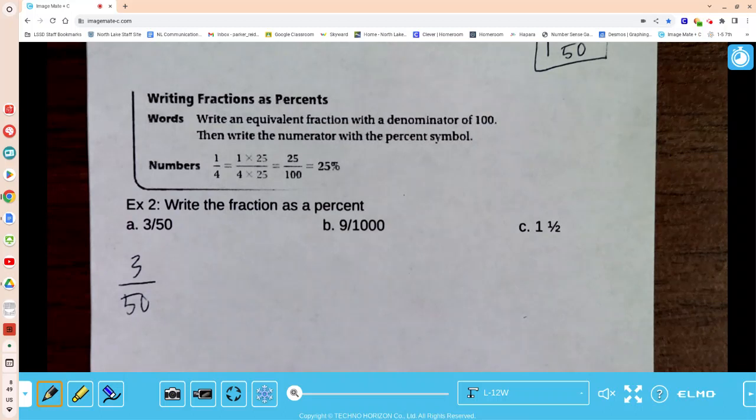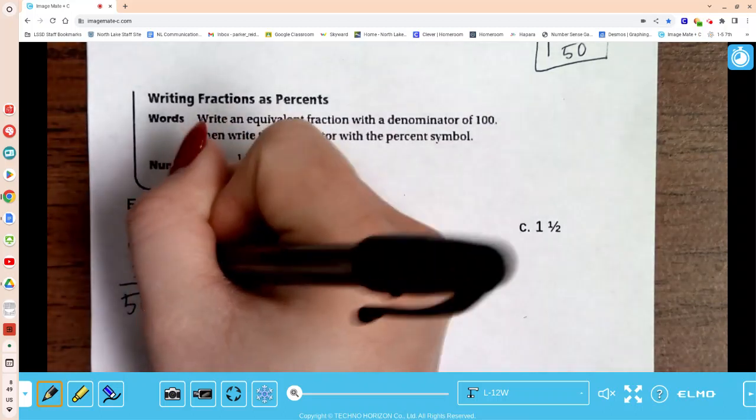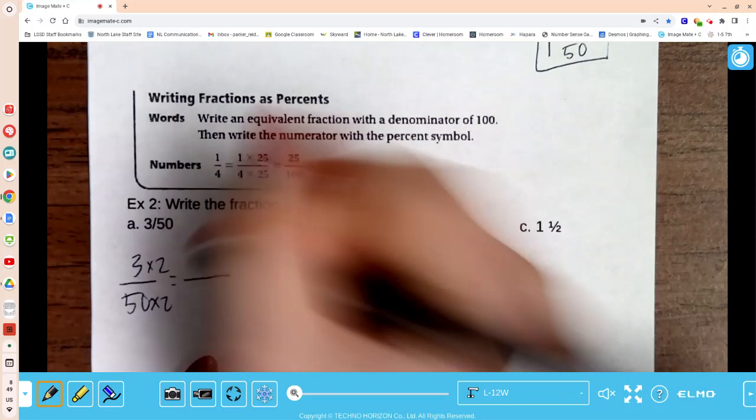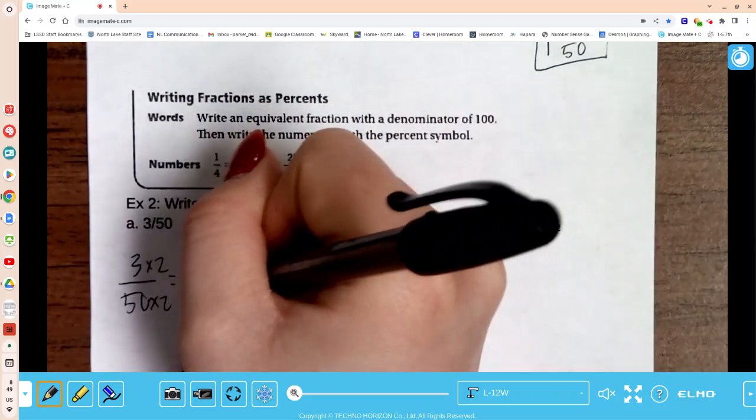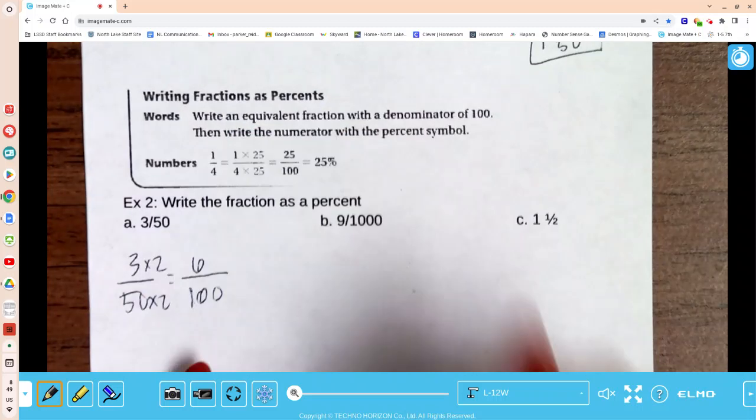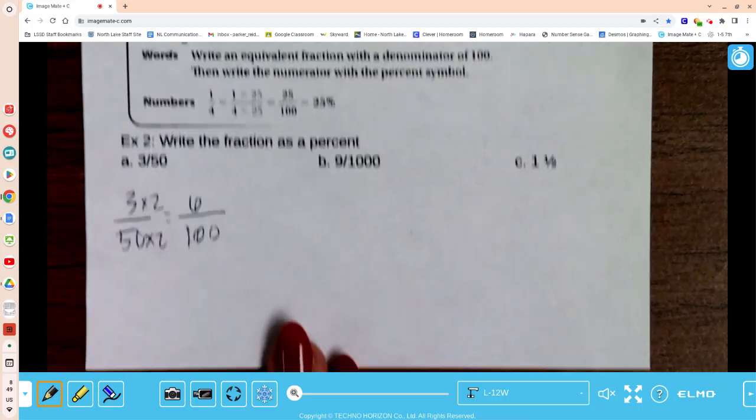Natalie? So I would do the same to my numerator. 3 times 2 is 6. 50 times 2 is 100. This is not my answer. That is still a fraction.